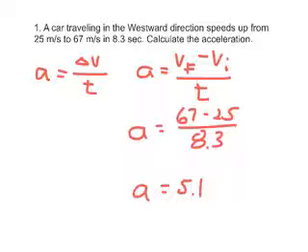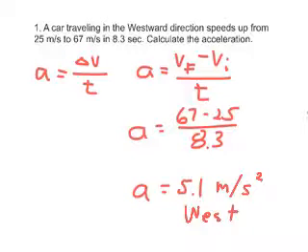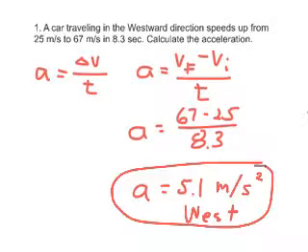So 67 minus 25 is 42. Then you divide by 8.3, you get 5.1. And that's meters per second squared. That's the rate at which the velocity is increasing. You should also include the unit or the direction, in which case would be west, because that's the direction in which the car is speeding up. So that would be our answer for this one.